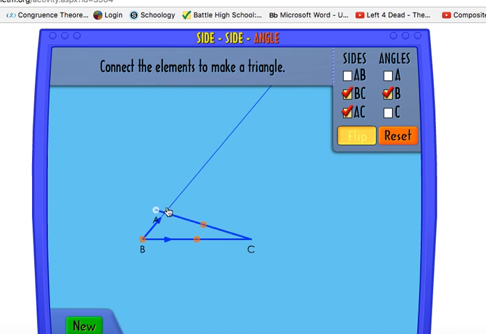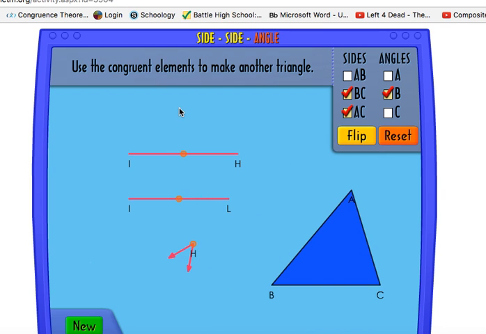Unlike side side side or side angle side or any of the other ones that lock the triangle in place, this doesn't lock it in place. And so just like angle, angle, angle, where we can get multiple triangles, we can get multiple triangles out of this as well, which is why we don't call this a triangle congruence shortcut, but instead we call this an ambiguous case.